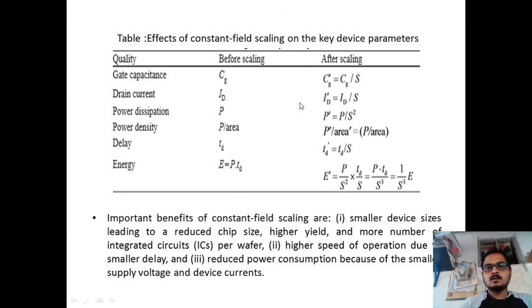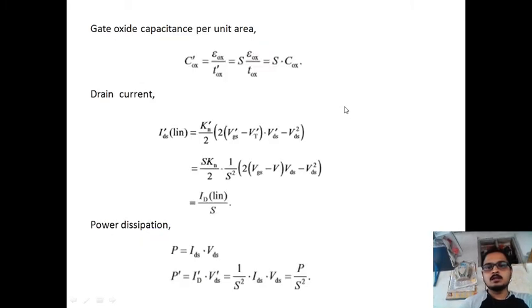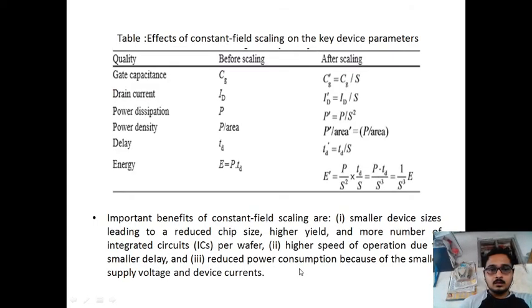See here, before scaling it is IDS, after scaling it is IDS by S. Then power dissipation, before scaling P, after scaling P by S square. Then the next one is delay. Delay will be scaled: before scaling it is TD, after scaling TD by S.